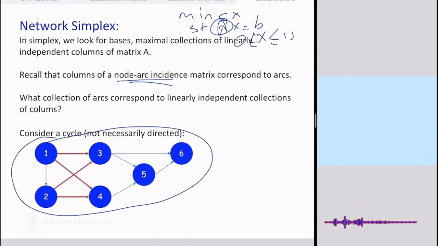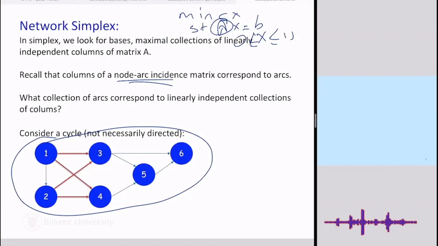So, okay, then we first have to come up with the structure which will represent my linearly independent columns. In the standard simplex, we were setting m of those, right? So how is it going to be in here? We will first have a couple of observations regarding the graphs, and then we will see what it is.